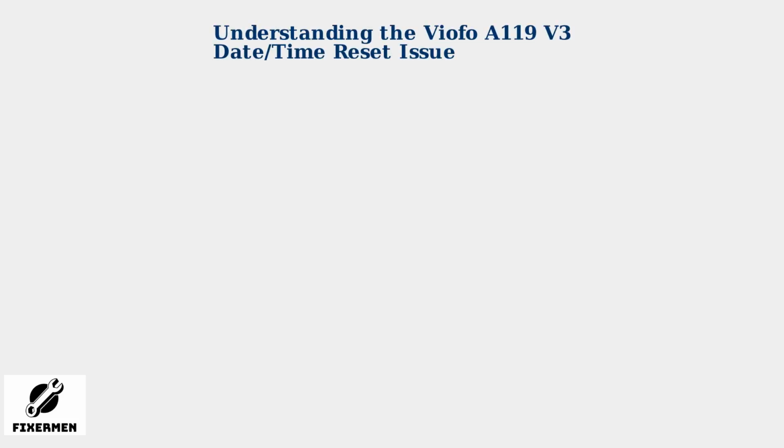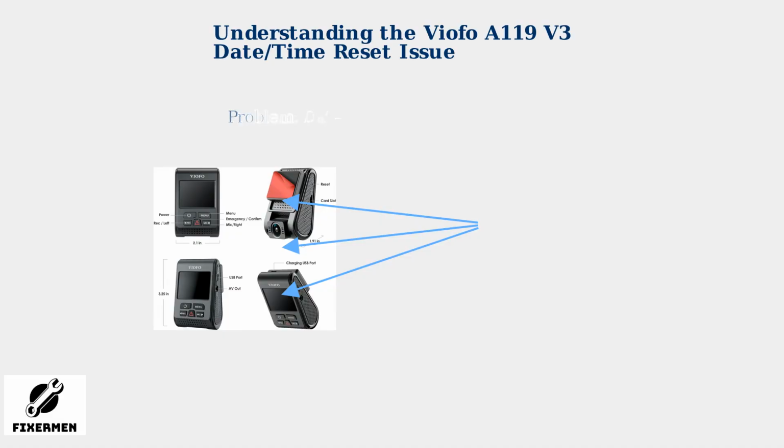The Viofo A119 V3 dashcam sometimes experiences a problem where the date and time reset to default values. This often happens after the camera has been powered off for a period. Let's look at the Viofo A119 V3 camera to understand its features.